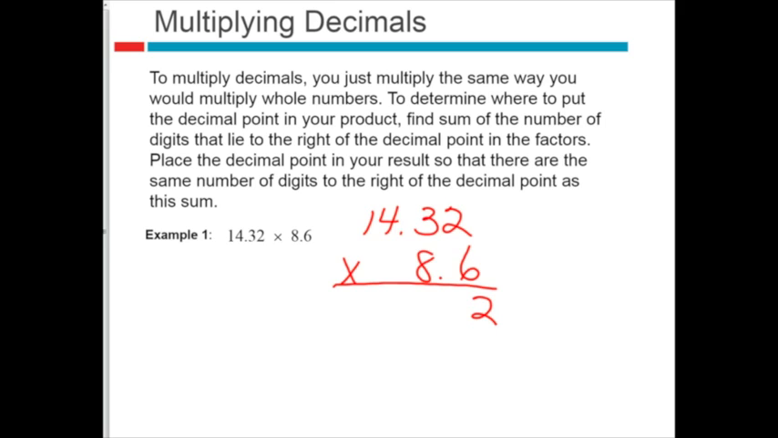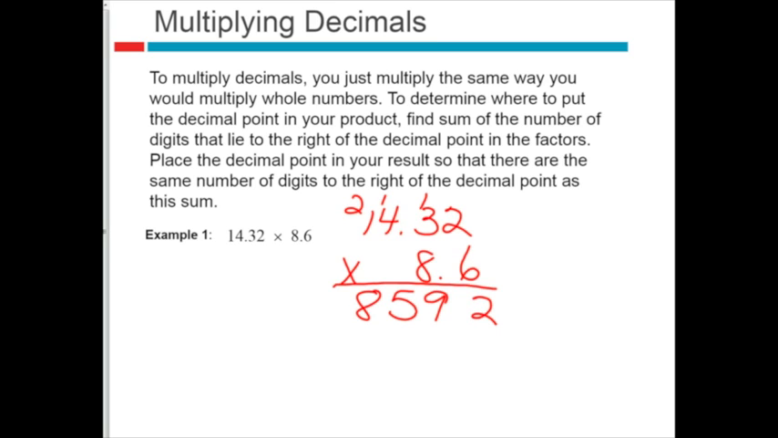Remember, we start at the right. 6 times 3 is 18, and the 1 that we carried is 19. Carry the 1. 6 times 4 is 24, plus 1 is 25. Carry the 2. 6 times 1 is 6, plus 2 is 8.